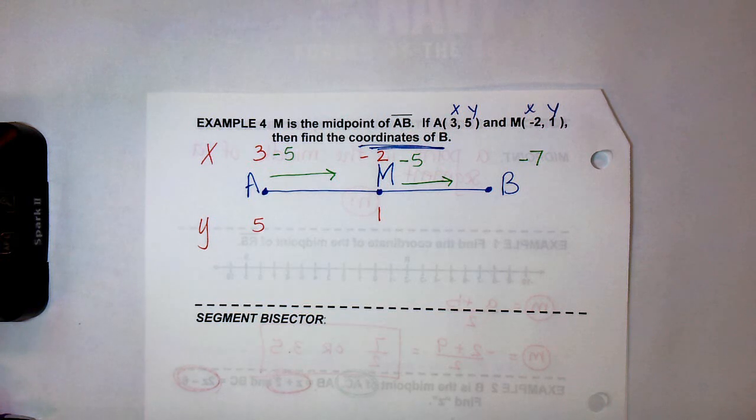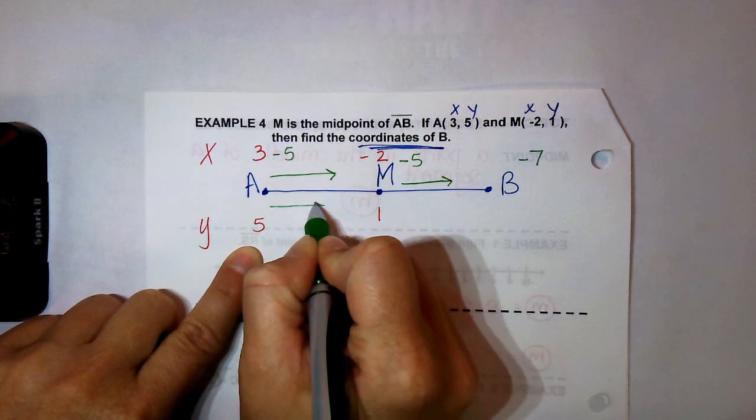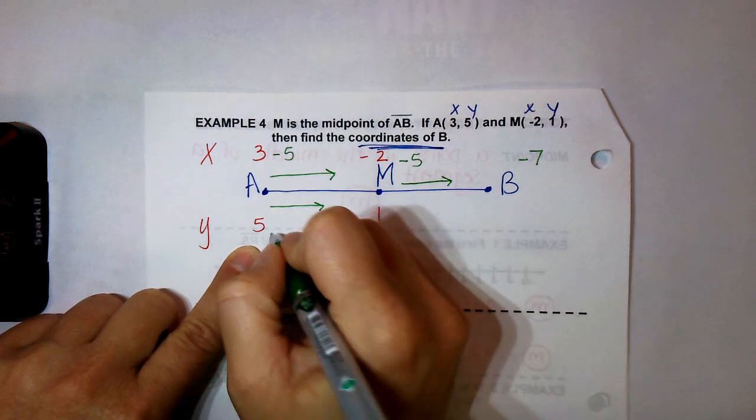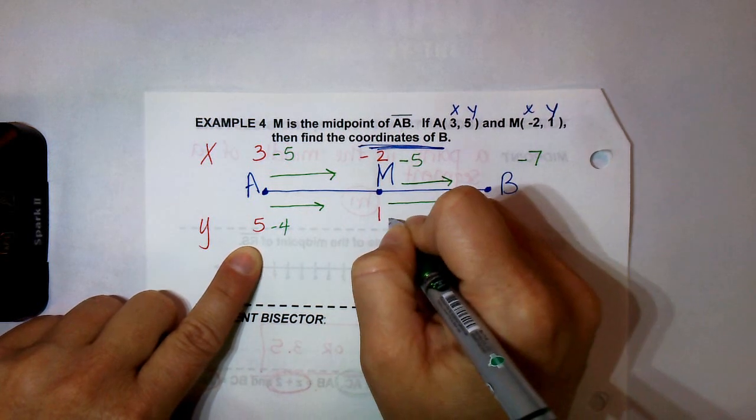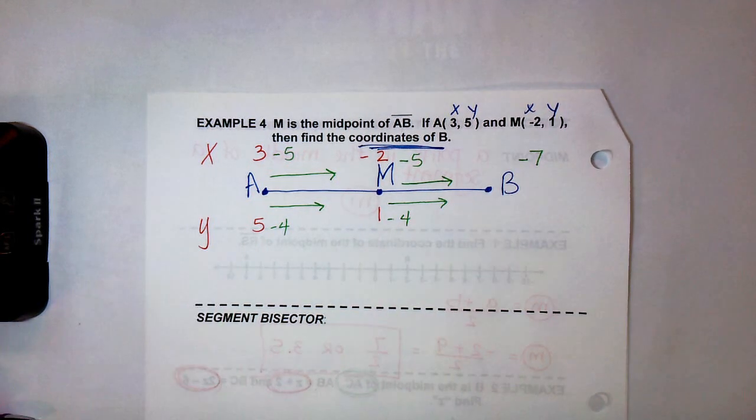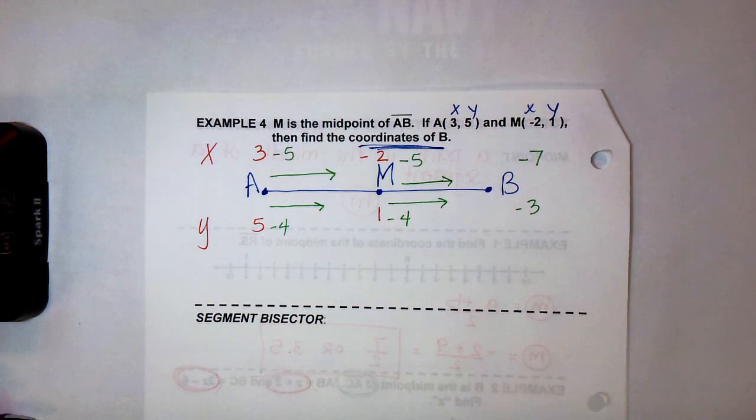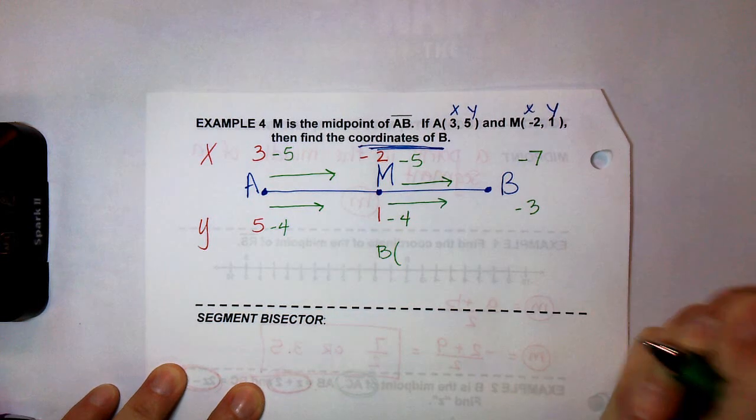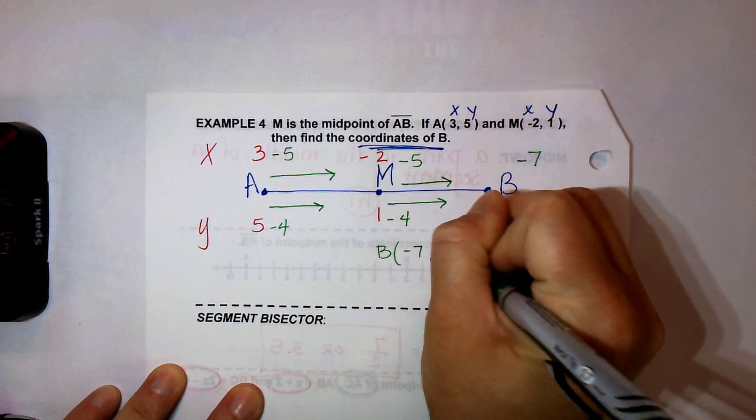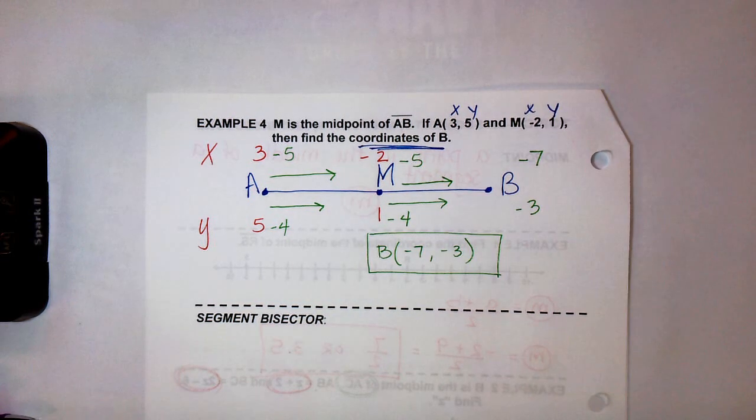Now I'm going to do the same thing for the Y's. From 5 to 1, how do I get from A to M? Minus 4. So again, from M to B, minus 4. So 1 minus 4 is negative 3, and then make it look pretty like a point. B is negative 7, comma, negative 3. Pictures are key.